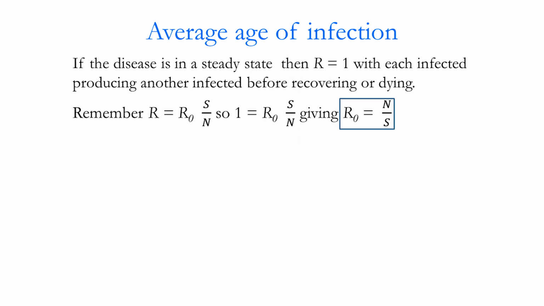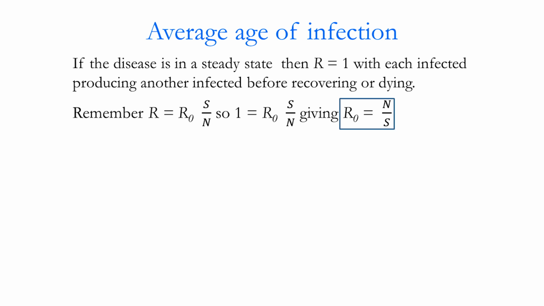So we'll come back and use that in a moment. Let me go to the average age of infection. So going to look at a steady state situation, so the numbers are constant. And if it's in a steady state, then each infected has to produce on average another infected, so that R, the effective reproduction rate, is going to be 1.